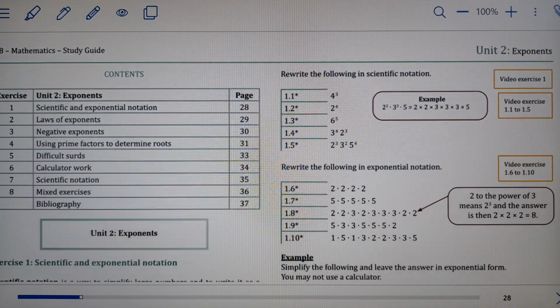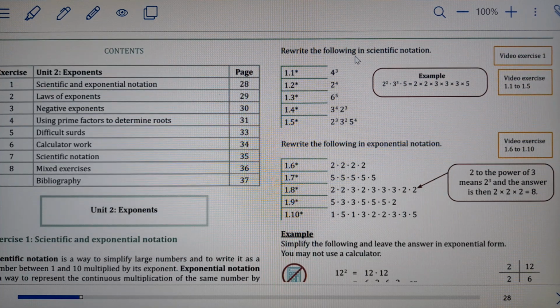Now let's look at the example. No, they don't have an example here. They give us exercise 1.1. We have 4 to the power 3. This is easy guys. I don't even want to take time on these exercises because you can do this. This is going to be 4 times 4 times 4. It is not going to be 4 times 3. It is going to be 4 times 4 times 4.